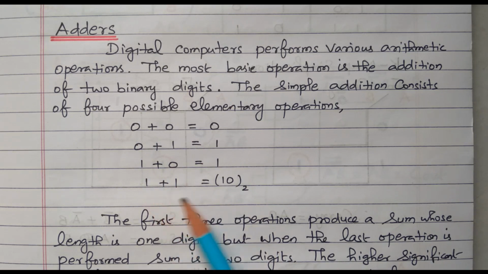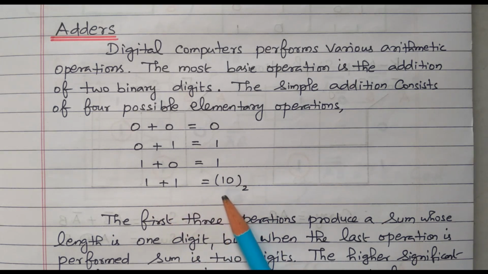While adding 1 plus 1 we get 10, that is, sum is 0, carry is 1, right? In the first 3 the carry is not generated; in the fourth combination the carry is generated. So we need to concentrate on the carry also. While generating the carry, it should be added with the next digit. So totally we need to concentrate on 3 bits. The 2 bits are inputs and 1 bit is carry. The answer is sum. So practically we need a 3-bit adder, that is called a full adder.